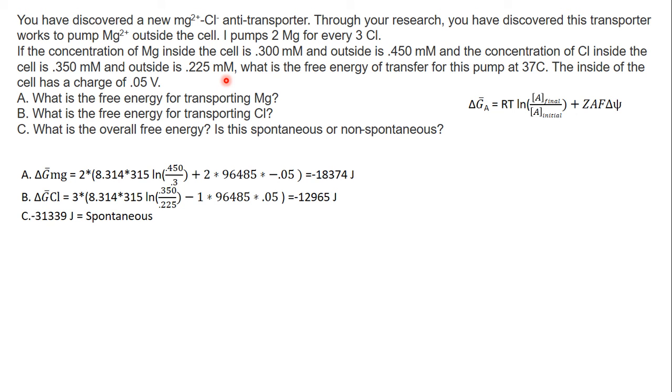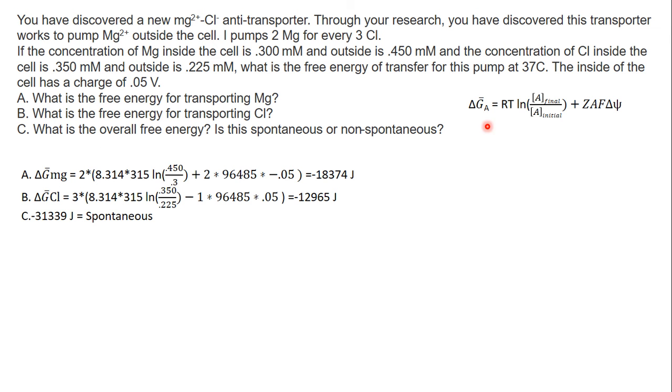Now, I highly recommend you draw a picture that has all of these numbers written down and shows you which direction the magnesium and the chlorides are going. That will help out a lot. So the equation that we're using is this. Free energy of transfer equals RT natural log of concentration final destination divided by concentration initial destination, plus ZF delta membrane potential.